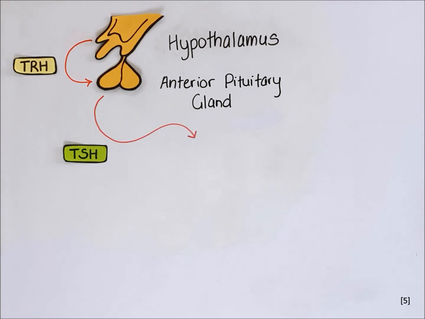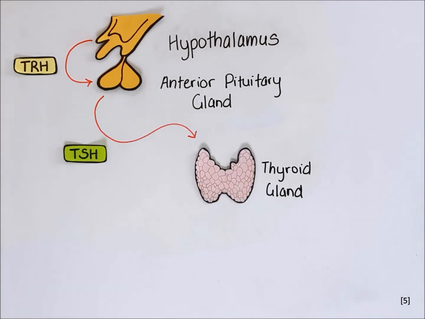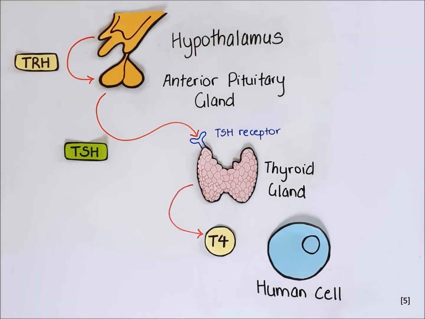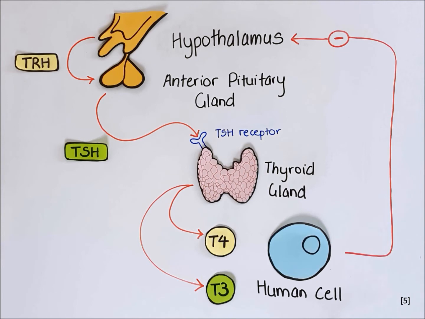TSH will travel in the circulation and target the thyroid gland, which is a butterfly-shaped gland located near the base of the neck just below the larynx. So TSH will bind to the TSH receptor and stimulate the gland to release two types of thyroid hormone, which are thyroxine, also known as T4, and triiodothyronine, also known as T3. An increase in T3 and T4 will have a direct negative feedback on the hypothalamus and anterior pituitary gland to inhibit the release of the two upstream hormones.